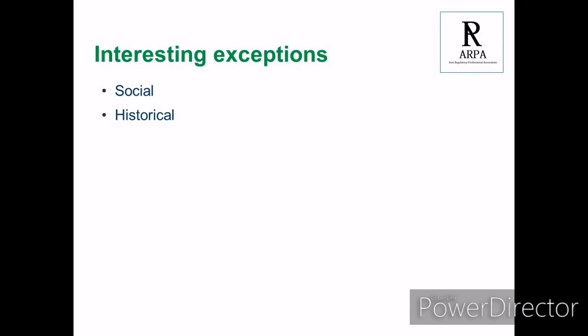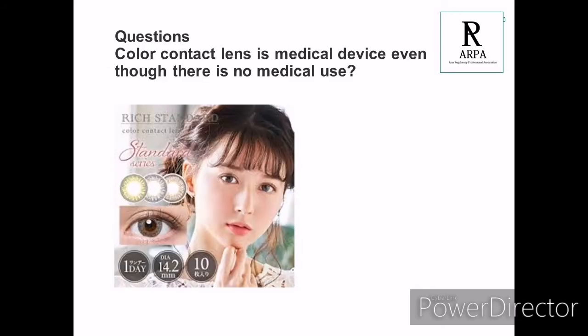To make regulatory more fun, there are many interesting exceptions. You need to consider social factors and historical factors when you look at classification as well. Let's try this interesting example. You know color contact lenses have no medical use. They just give color to the eye only. But some countries still classify them as a medical device. You know why?